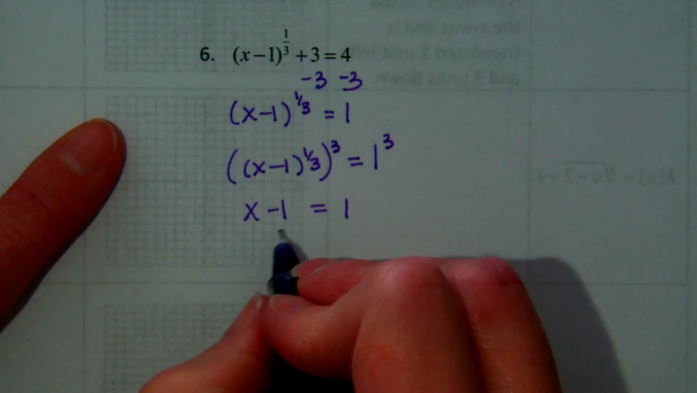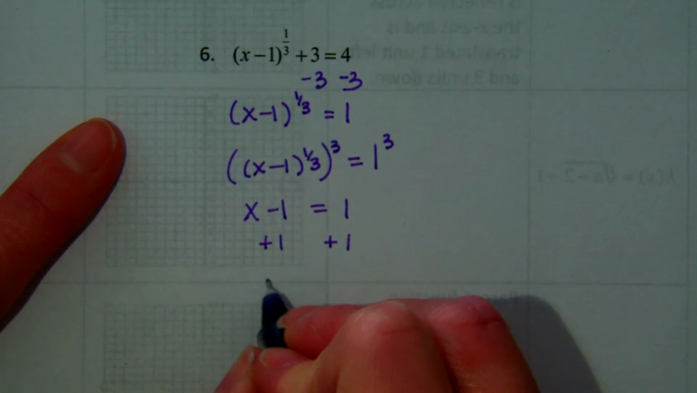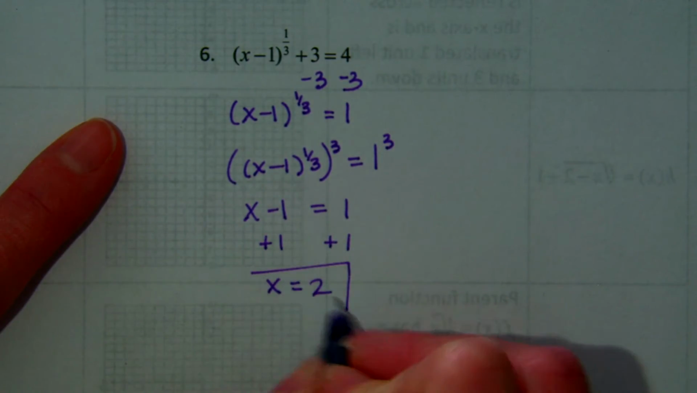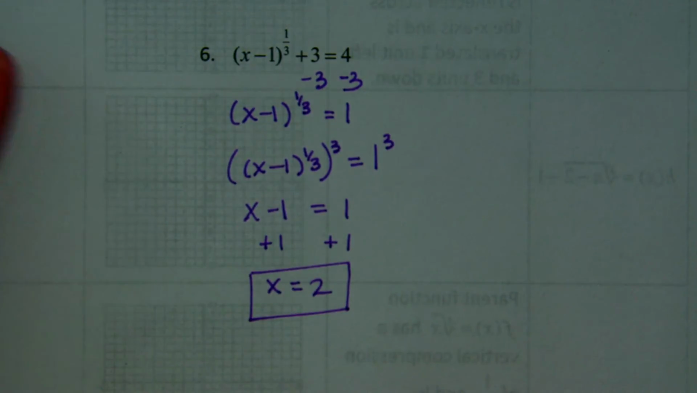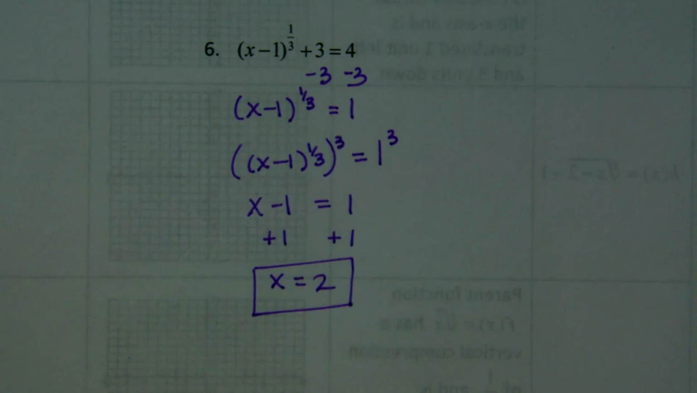And so you get x minus 1 is equal to 1. We have not solved for x, so we need to do that. We're going to add 1 to both sides. We get x is equal to 2. And remember that it is always important to check your answers, but with cube roots you do not have to worry about extraneous solutions. So our answer here is 2.